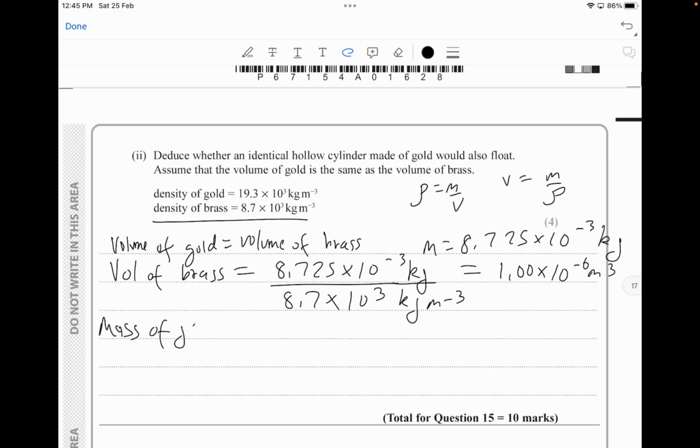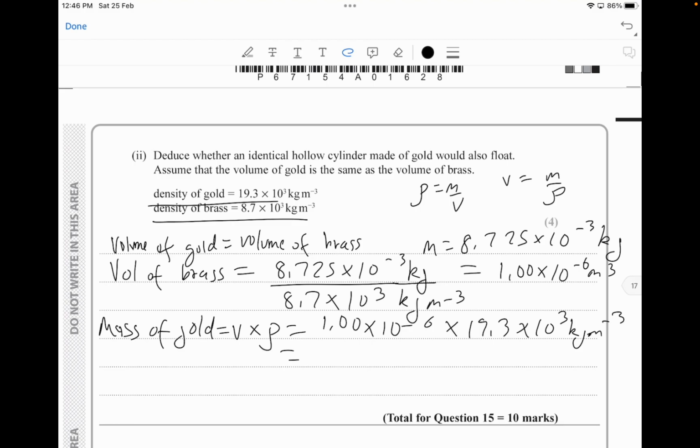So the mass of gold is going to become the volume times the density. The volume in this case is going to become 1.00 times 10 raised to the power of negative 6. We know the volume of brass is equivalent to the volume of gold. We're going to multiply that by the density of gold, which is 19.3 times 10 raised to the power 3 kilograms per meter cubed. Once we plug in these values into our calculator, you're going to get a value of roughly 0.0193 kilograms. So this is going to become the mass of gold.